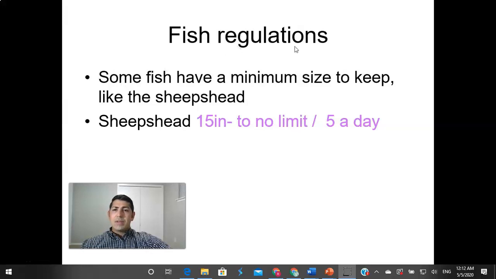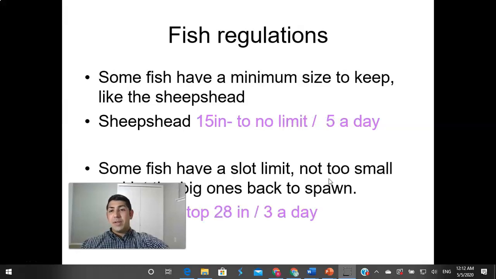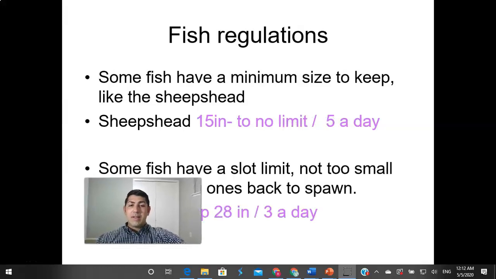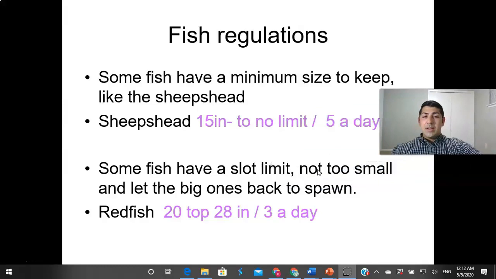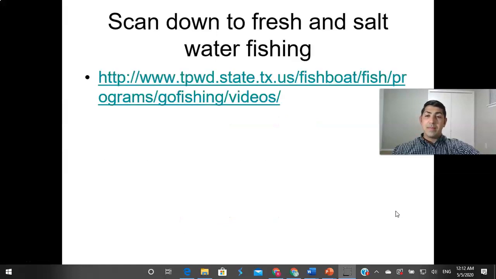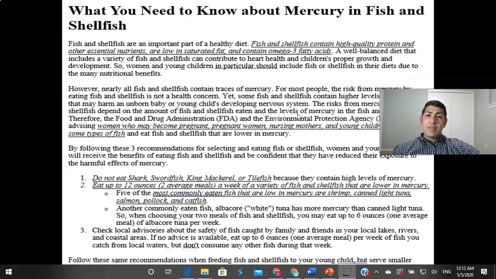So, some fishing regulations. Some fish have a minimum size to keep, like sheepshead. Sheepshead have to be 15 inches, it doesn't matter how big they get, but you can only take 5 per day. Then there are some fish that have a slot limit, and it can't be too small, and you have to let the big ones back to spawn. Redfish have to be over 20 inches, but they can't be larger than 28, and you can only take 3 per day.